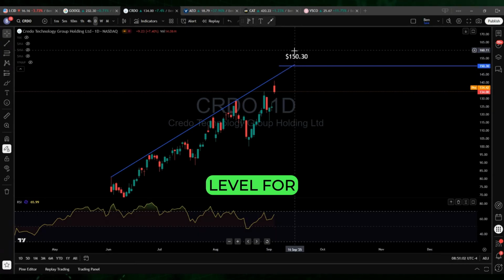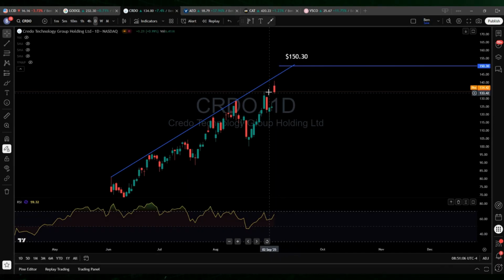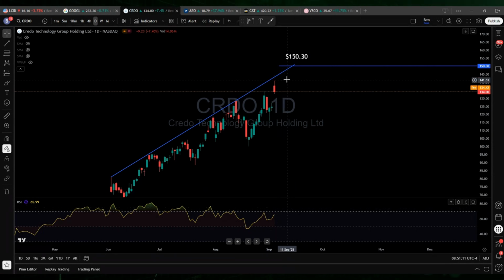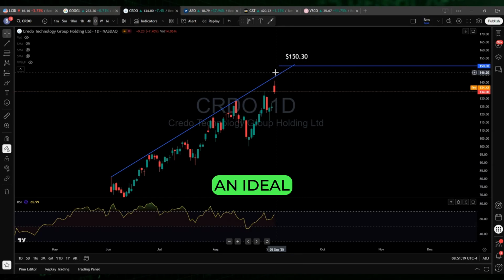The $150 level for me is more of a psychological level, especially if we can pierce the 70 on the relative strength index. And then we put in a green bar candle, hopefully closing with price action at the top end of the chart. That would be an ideal entry at $150.30.